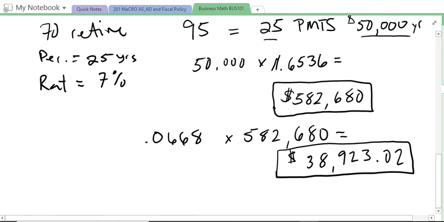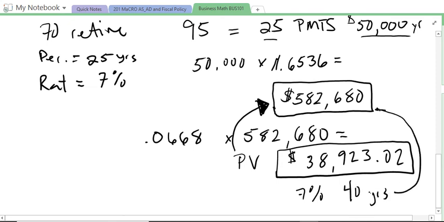All right, so we know that the present value of this number, if we're going to save for 40 years, all you have to do is lump sum. You just put in that $38,923. You earn 7% interest for 40 years. It'll give you this much money, which will give you this payment every year for 25 years.